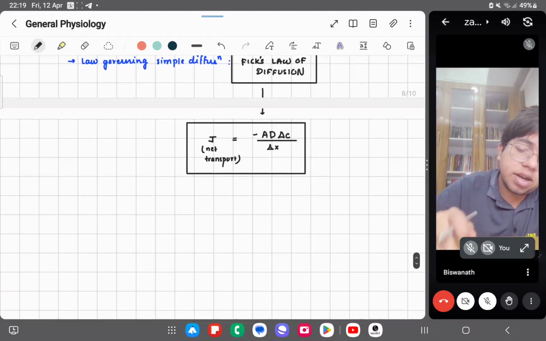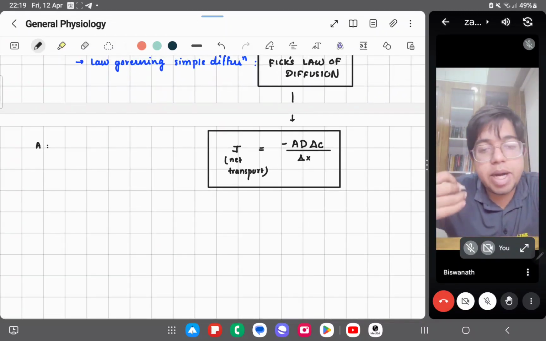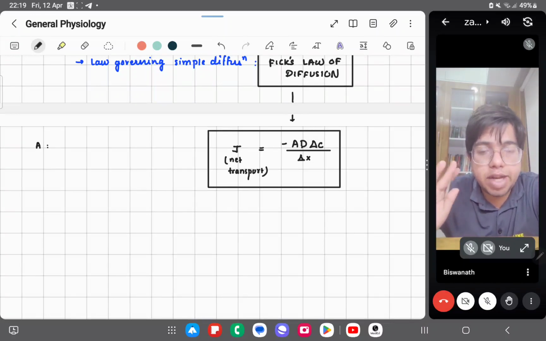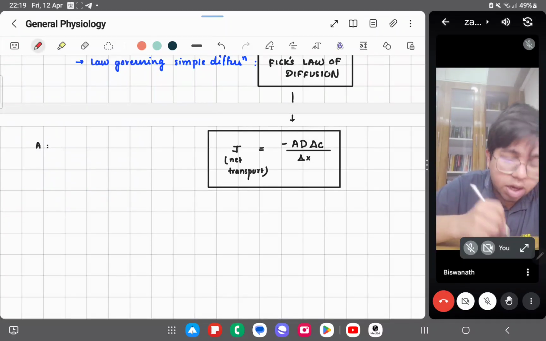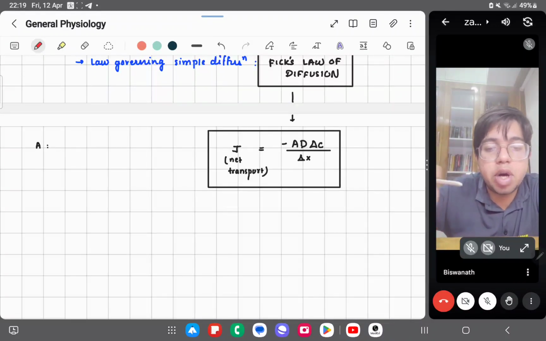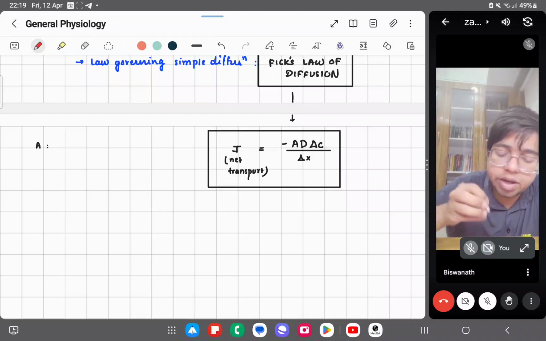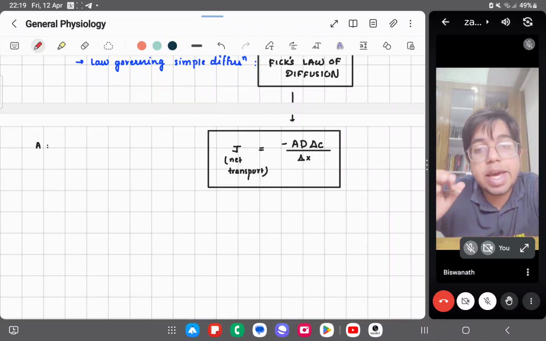So here in this Fick's law of diffusion, these are a bit advanced concepts. I am covering this concept because it is very important here. As we are talking about simple diffusion in detail, it is important for us to understand this Fick's law and what the implications of Fick's law are, right? So A is the surface area.